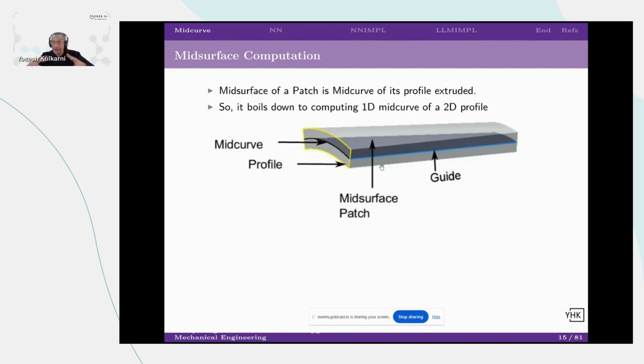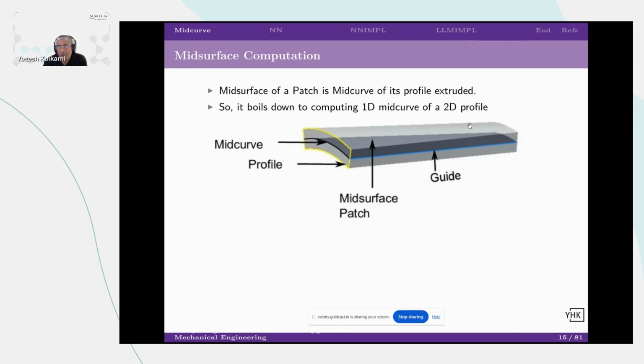A lot of these 3D shapes, sheet metal shapes, are made up of an operation called sketch profile first and then extrude. Right? This is how you make sheet metals like this, isn't it? So a mid surface for a shape like this is nothing but the mid curve of this sketch profile, extruded. Let this statement sink in.